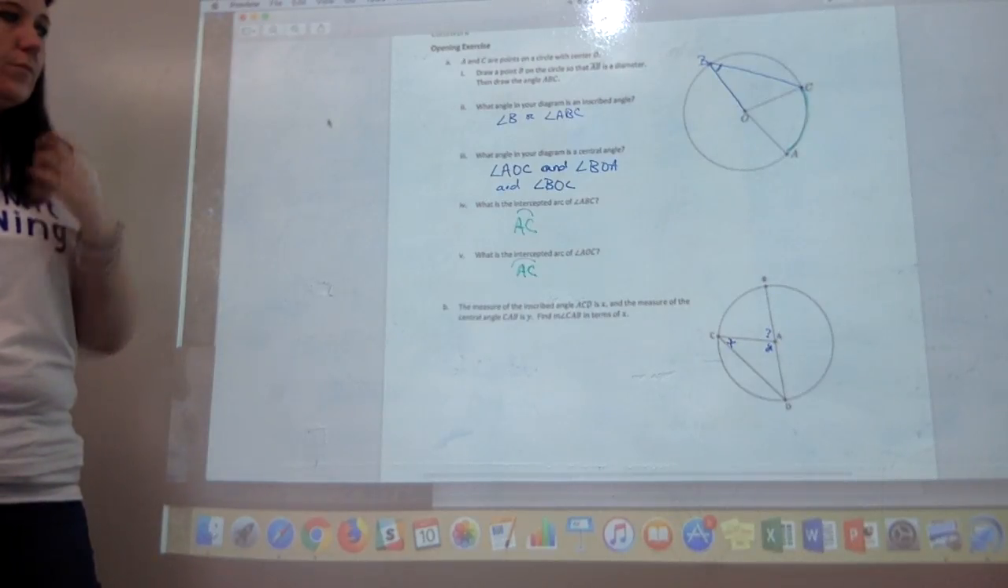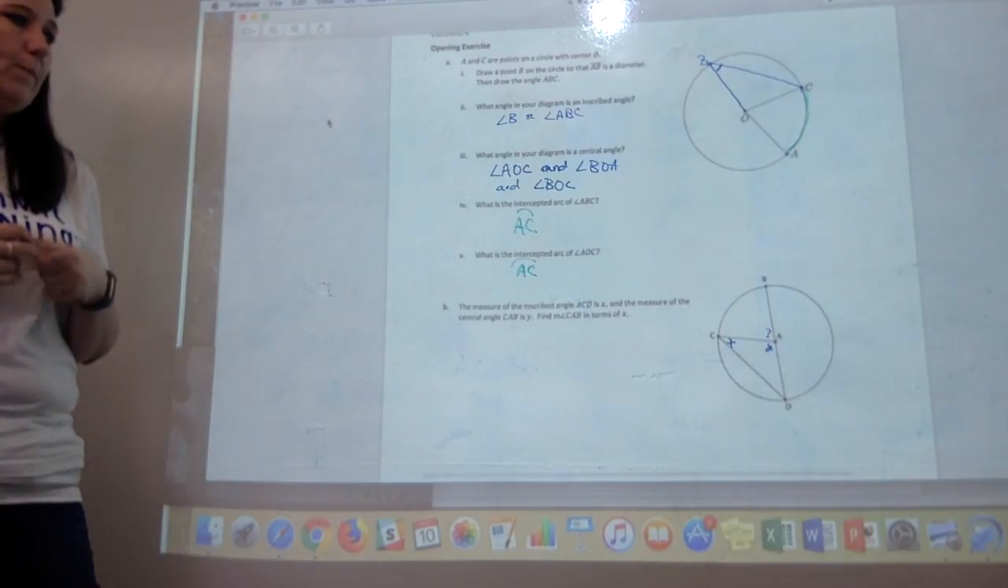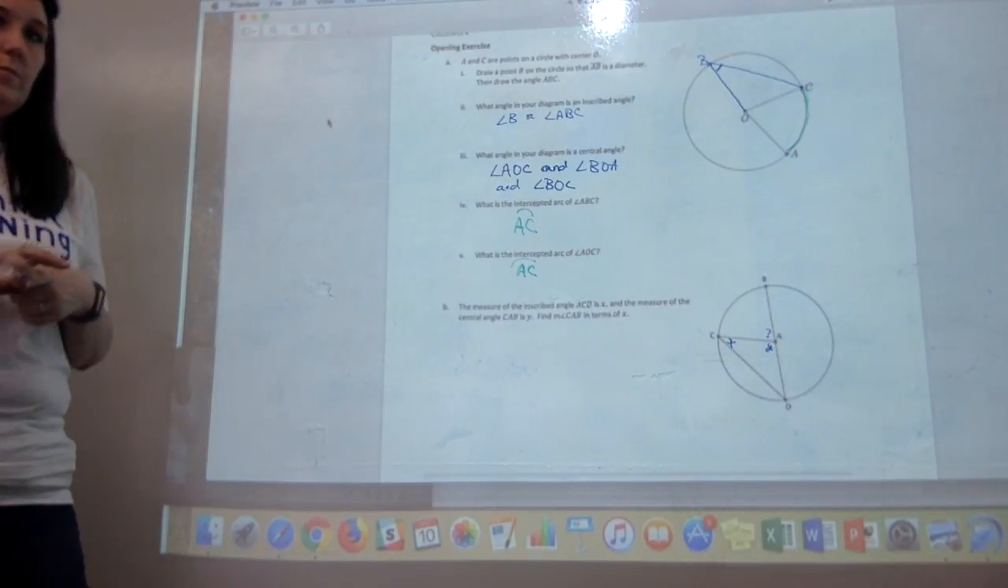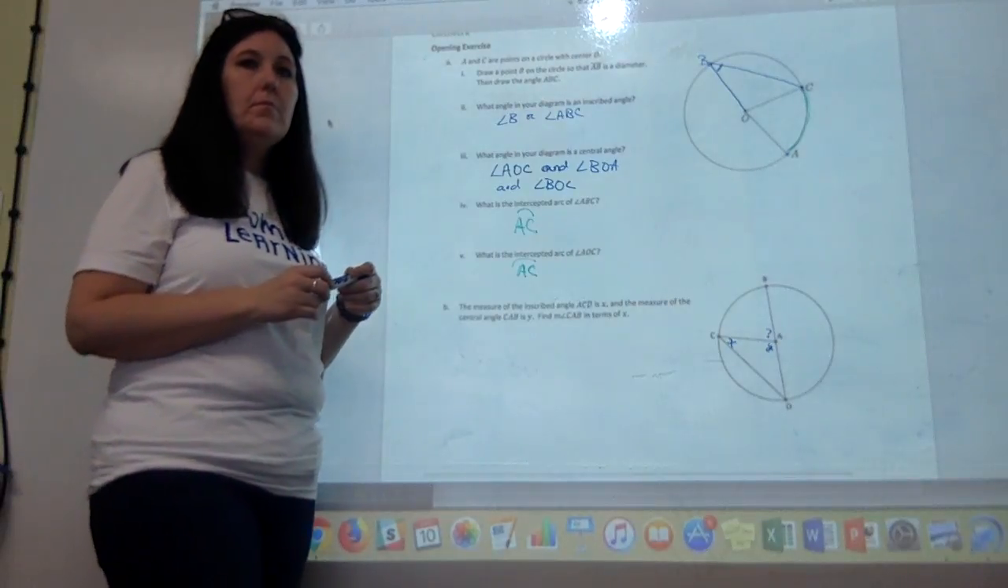Well, we know that BD is the diameter. What's AB? I mean AD. What kind of segment is AD? AD is the radius.